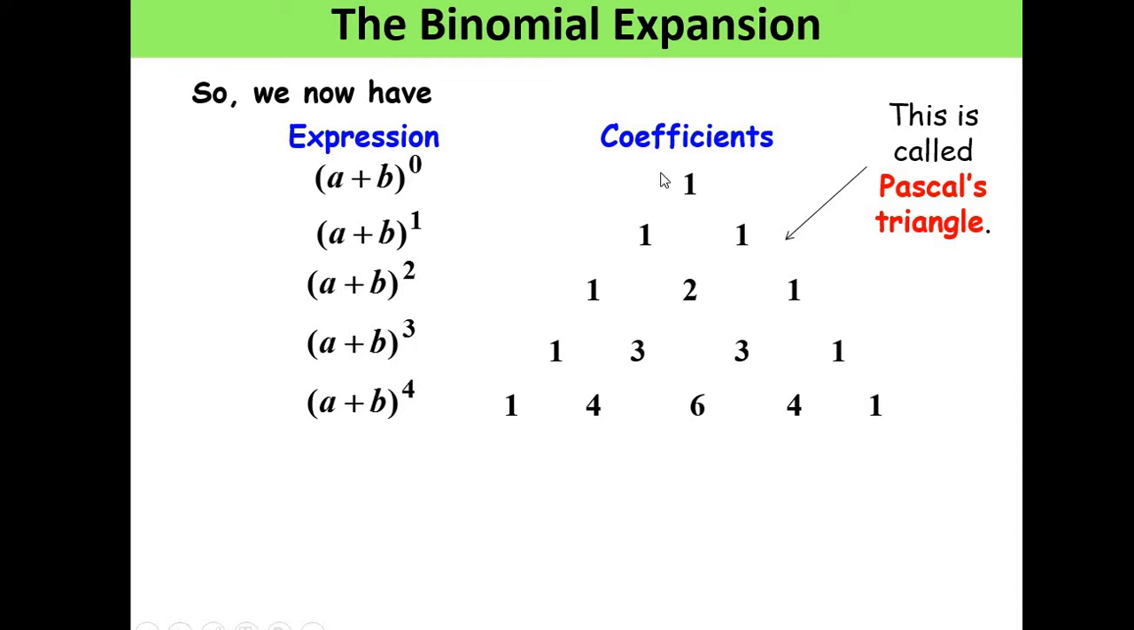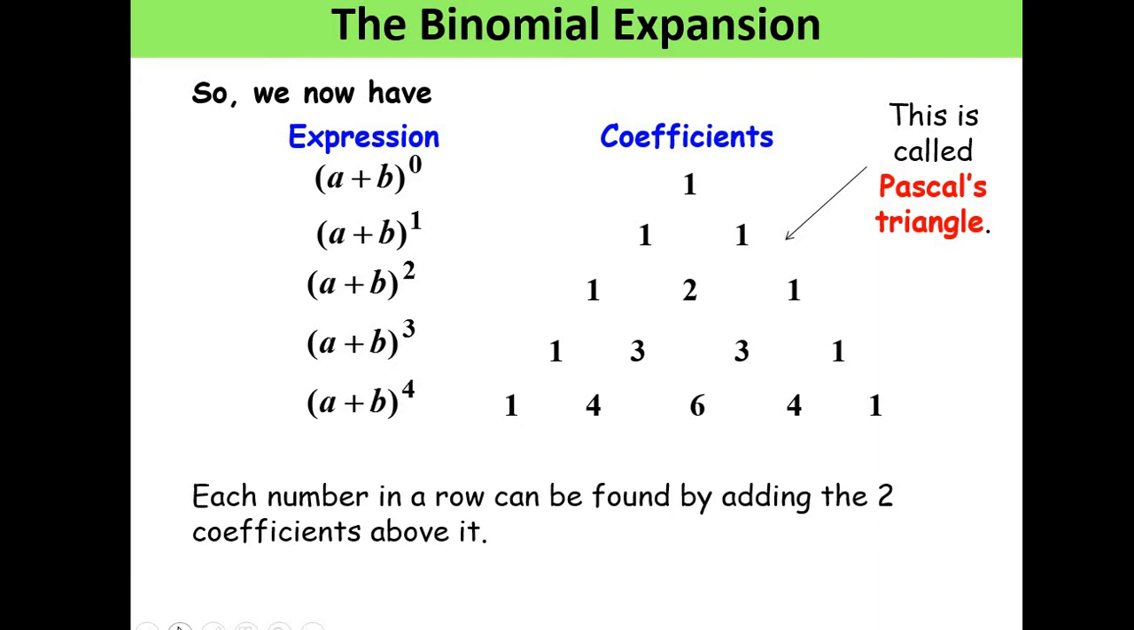So hopefully you've noticed these ones coming down at the start and at the end of each row. So that's the first thing to spot. And more importantly is the fact that to get the row underneath, I don't know if you can spot this, you can add the two numbers above it together. So 1 add 3 would make that 4. 1 add 2 would make that 3. 3 add 3 would make that 6. 3 add 1 would make that 4. I suppose you'd argue 1 add 0 here would make that 1.